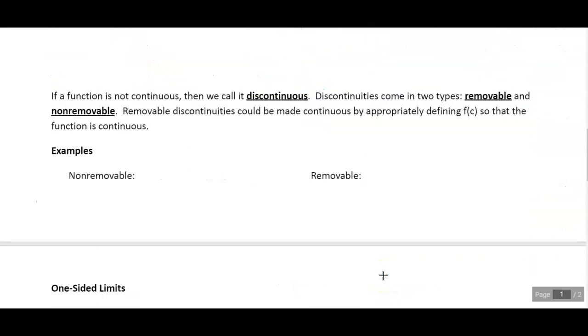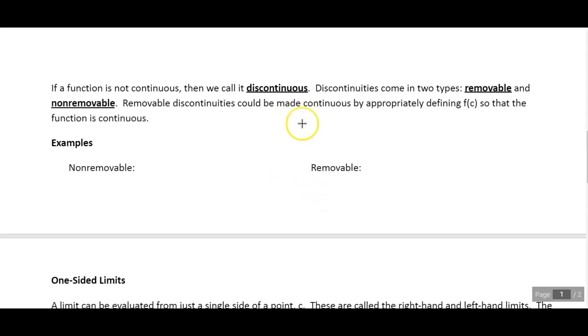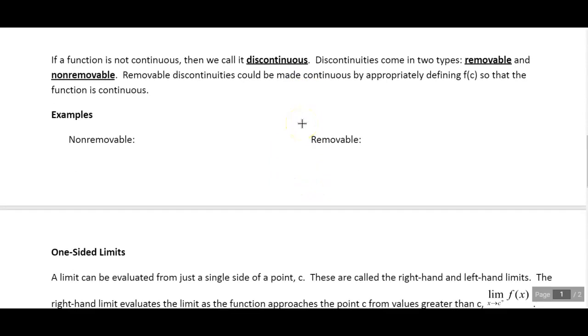So if a function is not continuous, then we call it discontinuous. We don't call it uncontinuous or not continuous. It's discontinuous. There are two types, removable and non-removable. I like to think of removable as typically when something factors and reduces, because that's going to produce just one hole, and that's why it's called removable. I can just take that one little value out.